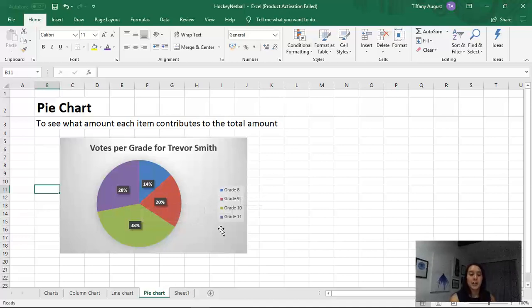grade. So looking at that, we'll notice that Travis Smith is very popular with the grade 10s, and then after that with the grade 11s, the grade 8s not so much, maybe they don't know him very well. So that gives us a nice idea of breaking up percentages. We can also manipulate that information to show us the exact number of votes, not necessarily the percentage of votes. We will look at that in the next video.